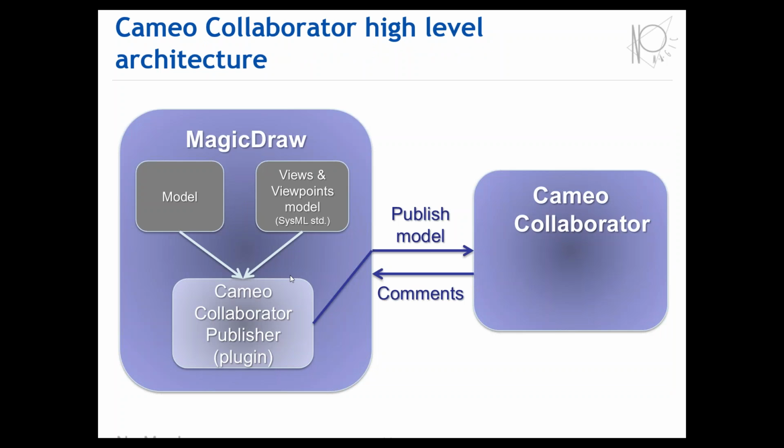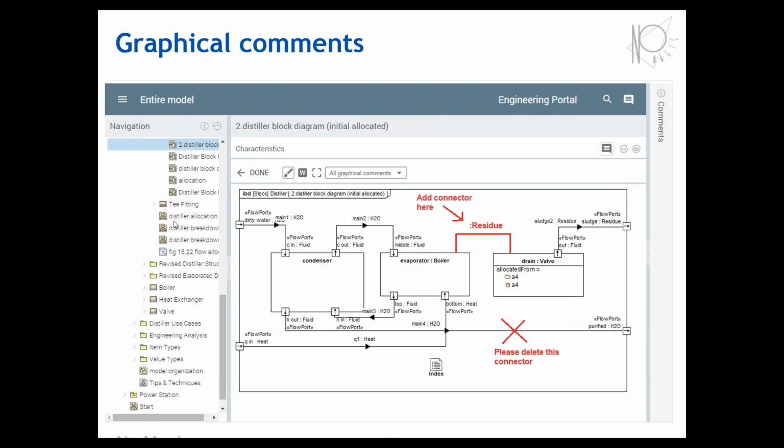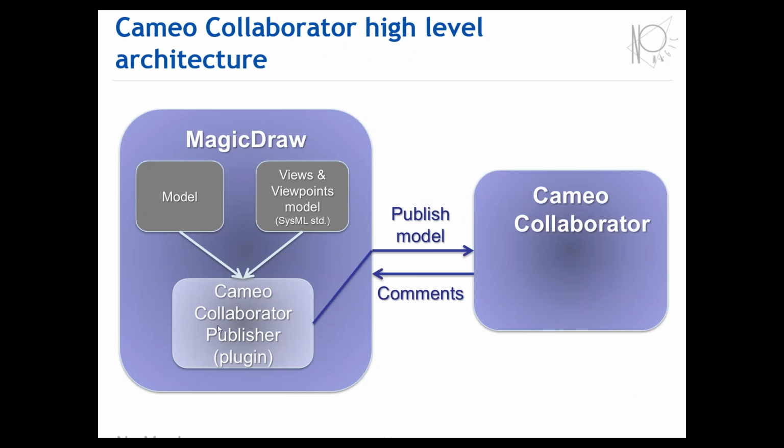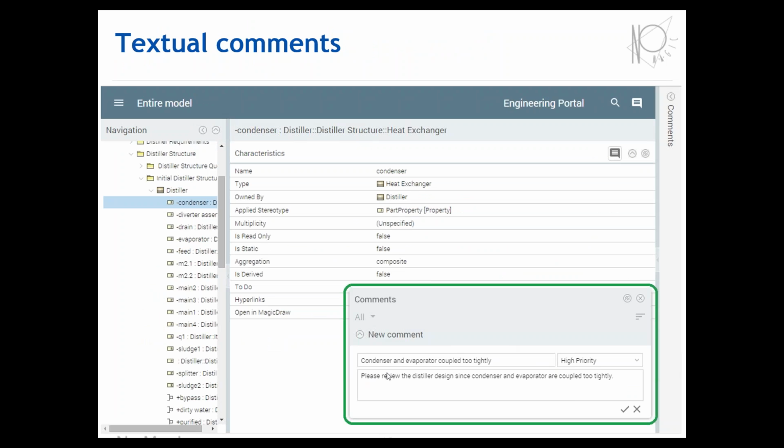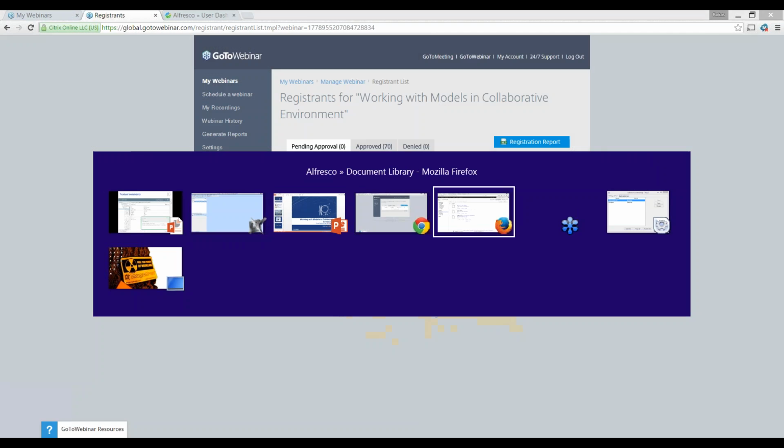How this looks from the architecture perspective: you have MagicDraw, there is your project model, and here's a Cameo Collaborator publisher, there is a plugin, a no-cost plugin, and then you publish that project to the Cameo Collaborator. Cameo Collaborator is the server, so there's an environment where you can publish the projects and also where you can get the feedback. As the example, there are graphical comments possibilities. There are also textual comments possibilities. So this functionality I will show you very quickly in my project.